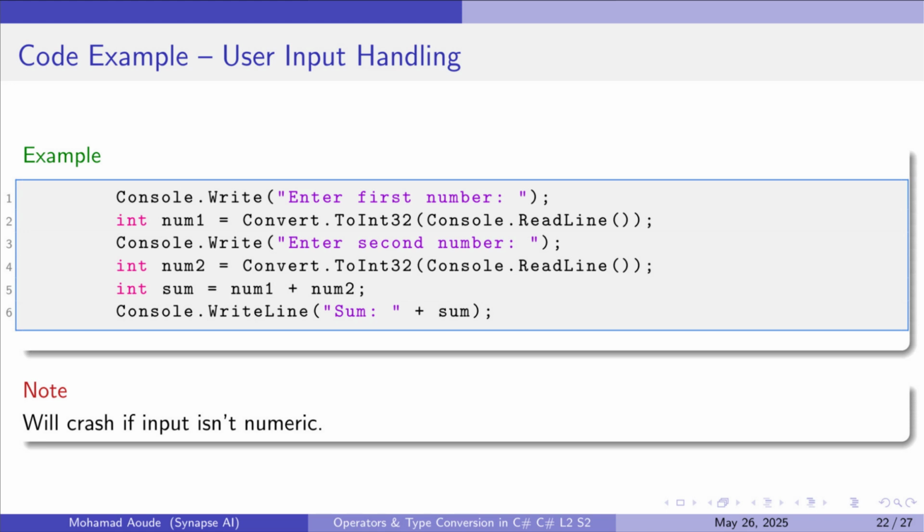In this snippet, we prompt the user, read a line of text, and convert it to an integer with Convert.ToInt32. We then perform our calculation and print the result, being mindful that non-numeric input will crash this code.